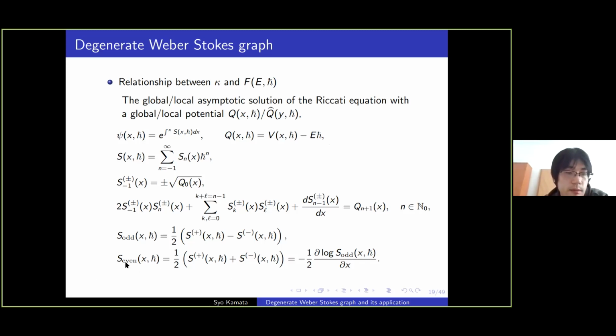And also S even has also the odd power of H bar. But actually, this S even can be expressed only by S odd. So actually, the important part is only S odd. So this wave function can be expressed by integration of S odd, and there is the 1 over square root S odd by using this form.